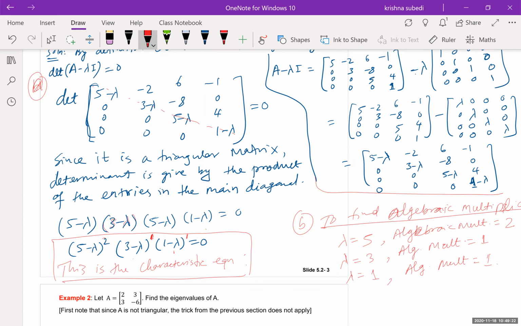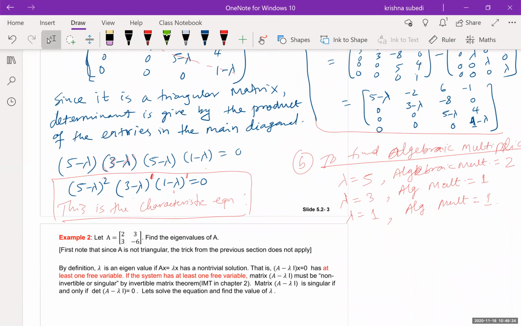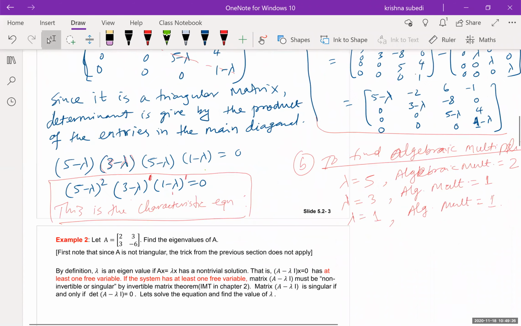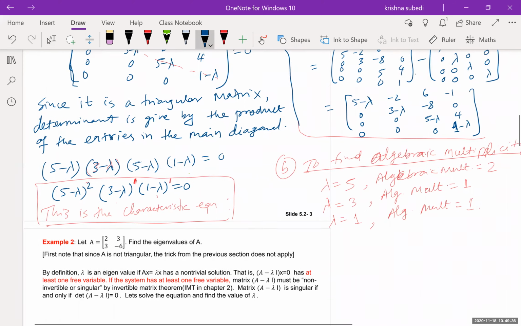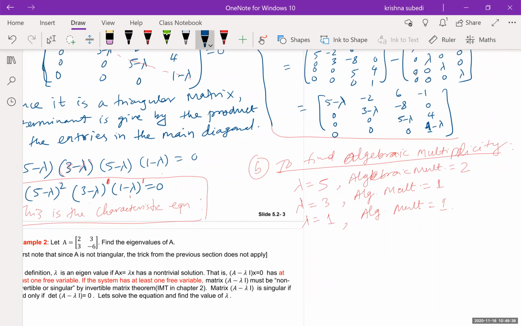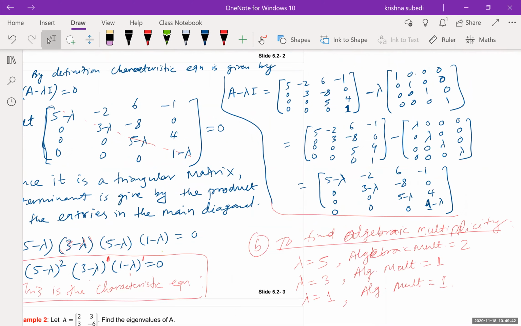All right, that's how we can calculate the characteristic equation and the algebraic multiplicity as well. But if you want to find the characteristic polynomial, okay, let's look at what it looks like. So let's look at the characteristic polynomial.